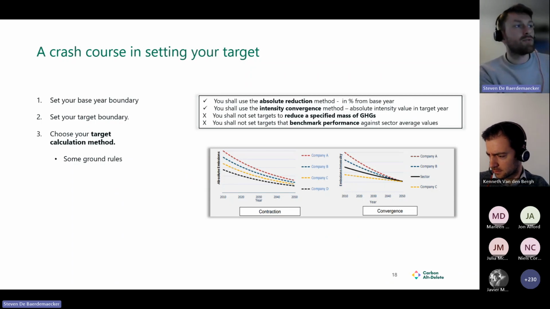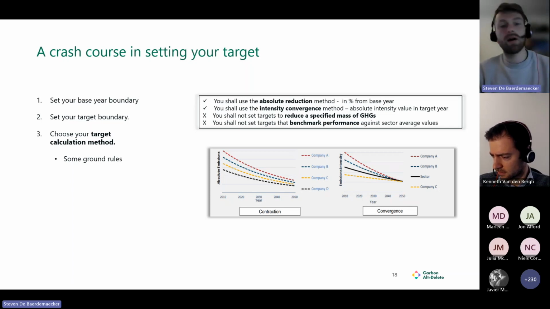And then you have an intensity convergence method, basically saying, okay, fine, you can have whatever emission intensity at your base year, but by your target year, you need to have this intensity. For example, if I have a company that has some cement activities, my initial intensity per ton of cement is 5 tons of CO2. I need to have an intensity by 2050 of 1. It doesn't matter whether I started with 5, 4, or 3. It will always be 1 that I need to target in the end.